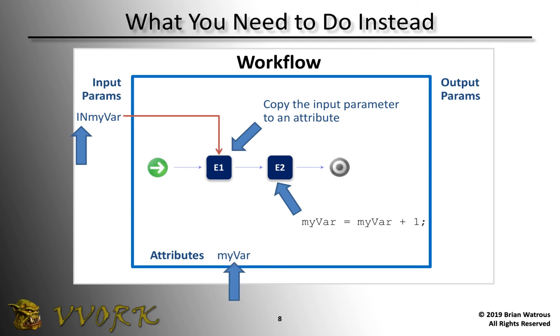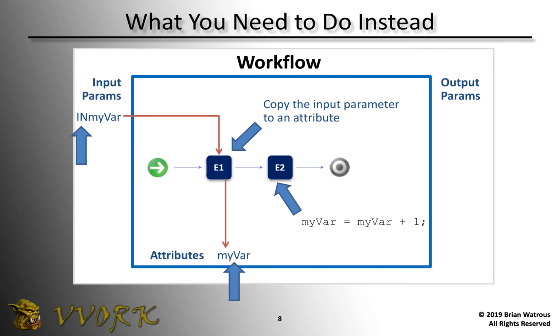So by virtue of having an inward binding, as we see illustrated with the red arrow, from in myvar to some variable inside of E1, that'll allow us to see in E1 what the current value is of in myvar. Now, since we want to copy the value that's in the input parameter to the attribute, that means we're going to be writing a value out to the myvar attribute, which means we're going to need an outward binding.